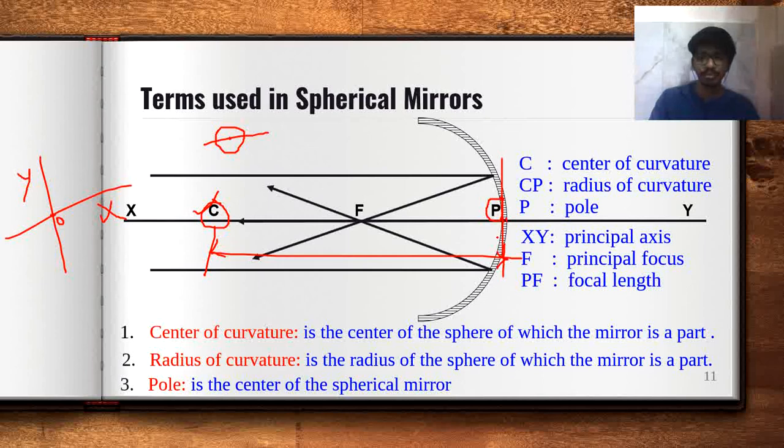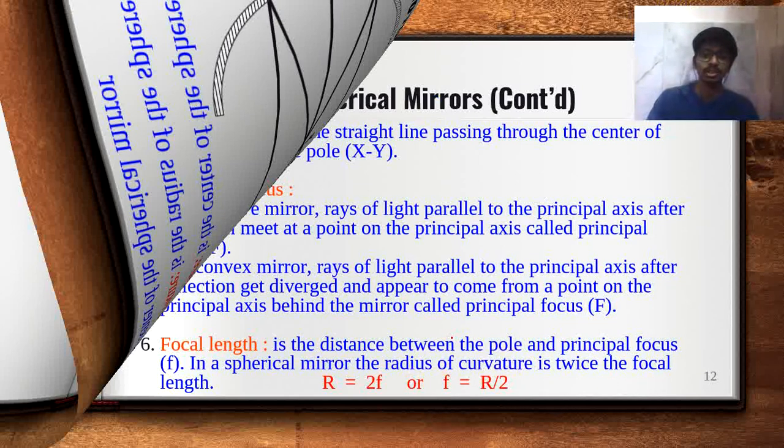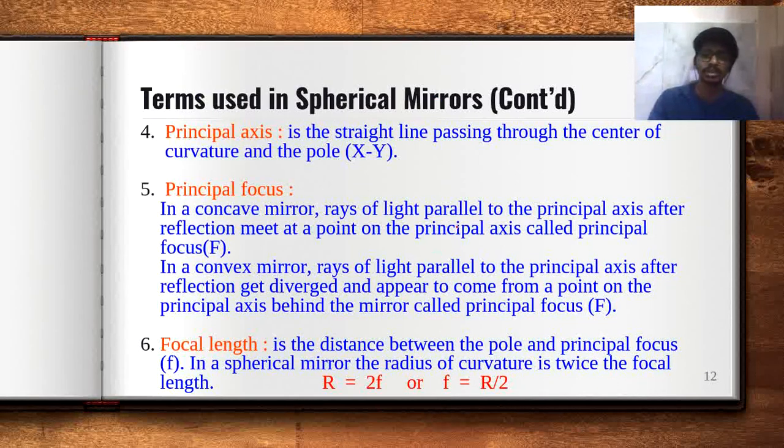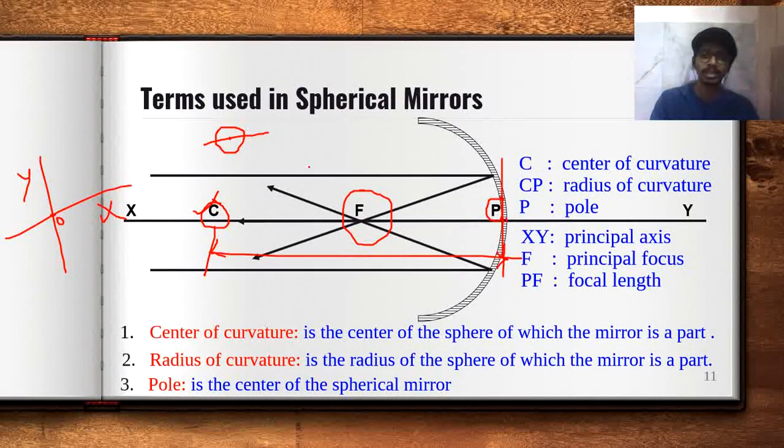And then we have already discussed the focus. What is the focus? All these parallel incident lines, parallel to the principal axis, after reflection reflect towards each other and meet at a point on the principal axis. That is the focus. What is the principal axis? The principal axis is the line connecting the center of curvature and the pole.